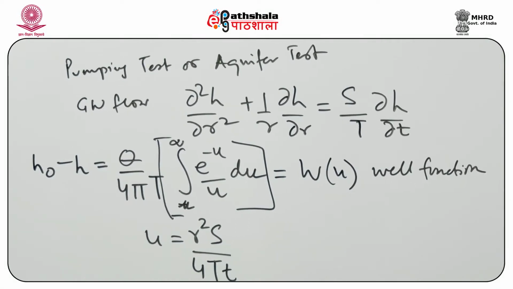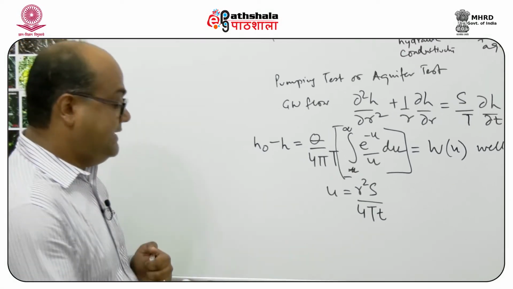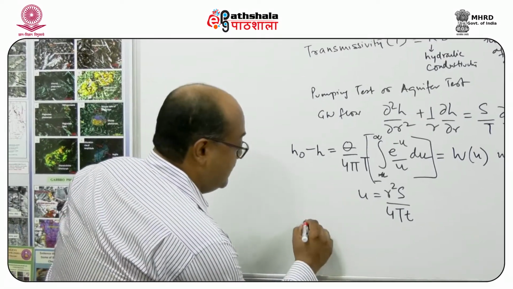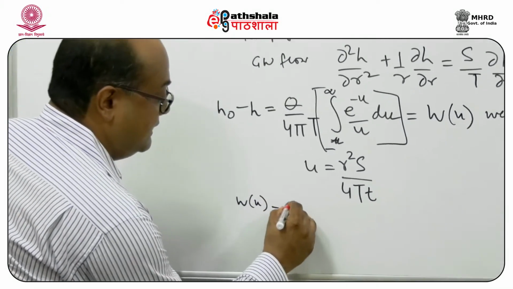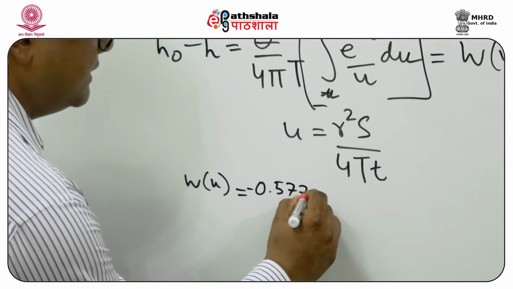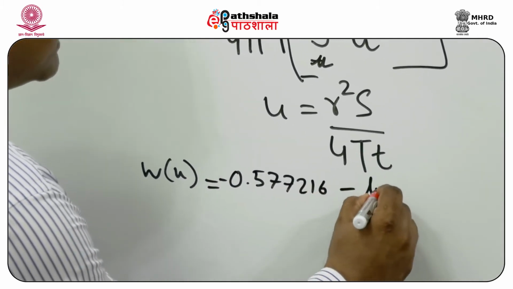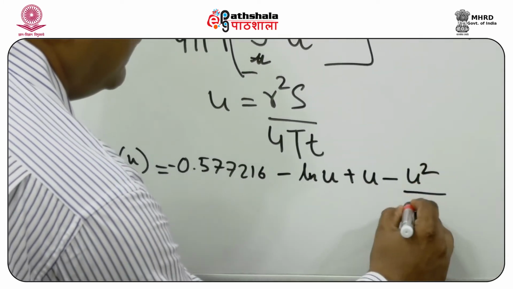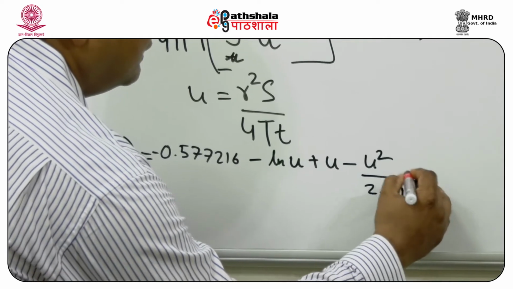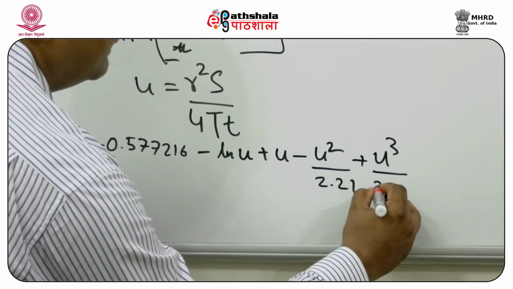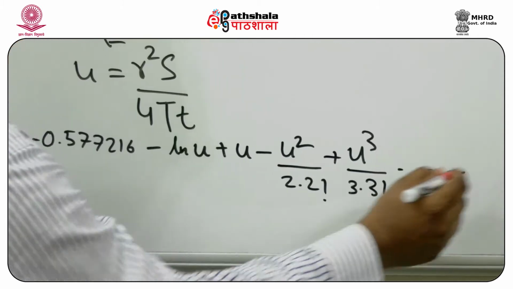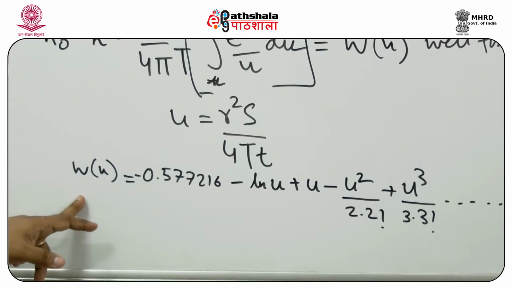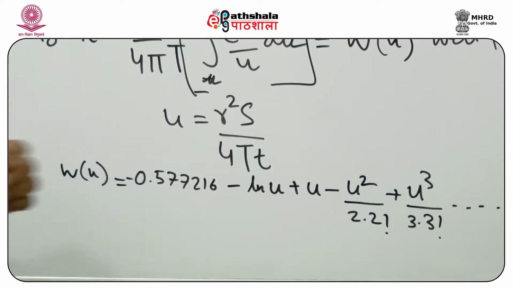So the well function W(u), if we split it out, is basically an infinite series. W(u) goes like this: minus 0.577216 minus natural log of u plus u minus u squared by 2.2 factorial plus u cubed by 3.3 factorial, and so on. So it is an infinite series, and W is a function of u, as represented here.